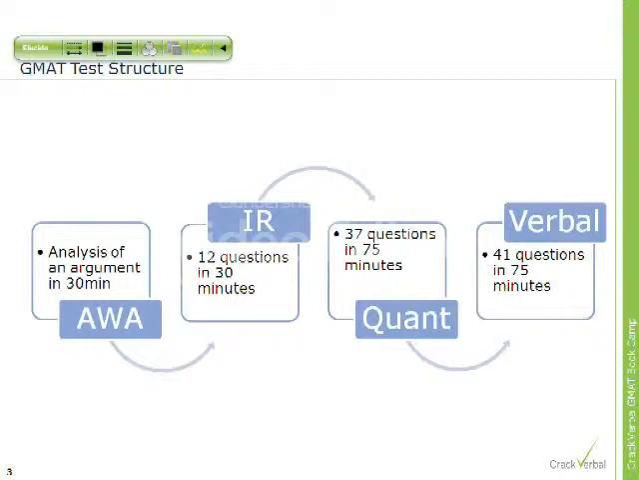Okay. One thing over here, the first part, which is AWA, is measured on a scale of 0 to 6. That is the first part. The second part, IR, as I mentioned, is on a scale of 0 to 8. Quant is out of 51. Okay, and verbal is also out of 51. Okay, so it's important that you understand this. All right, cool. So let's get on to the next one.